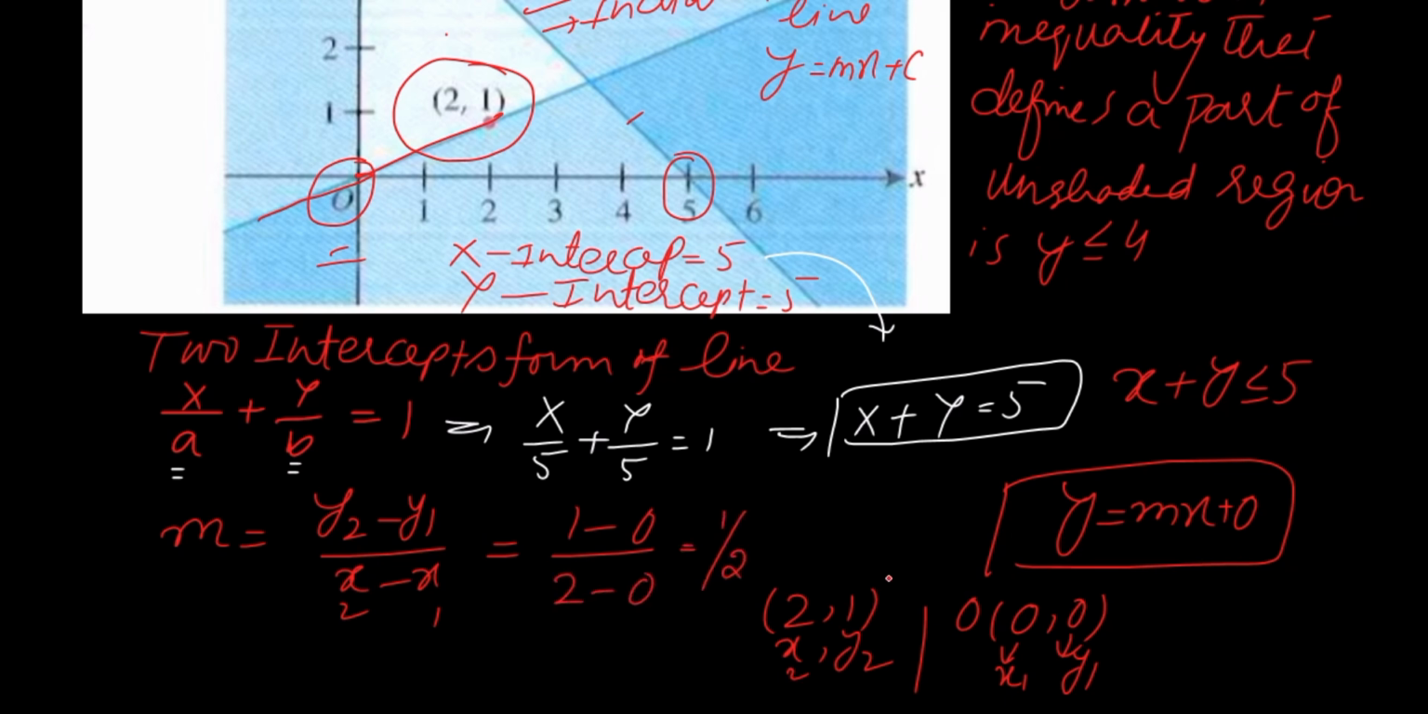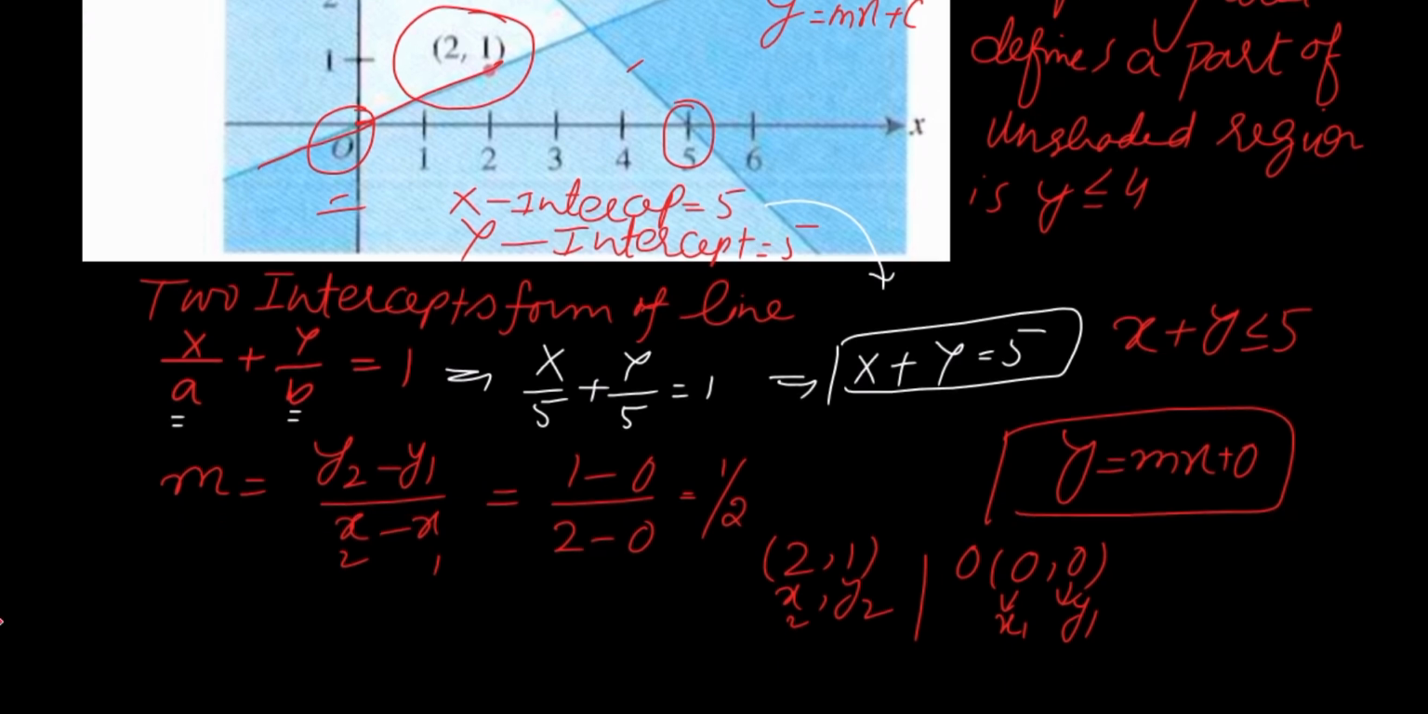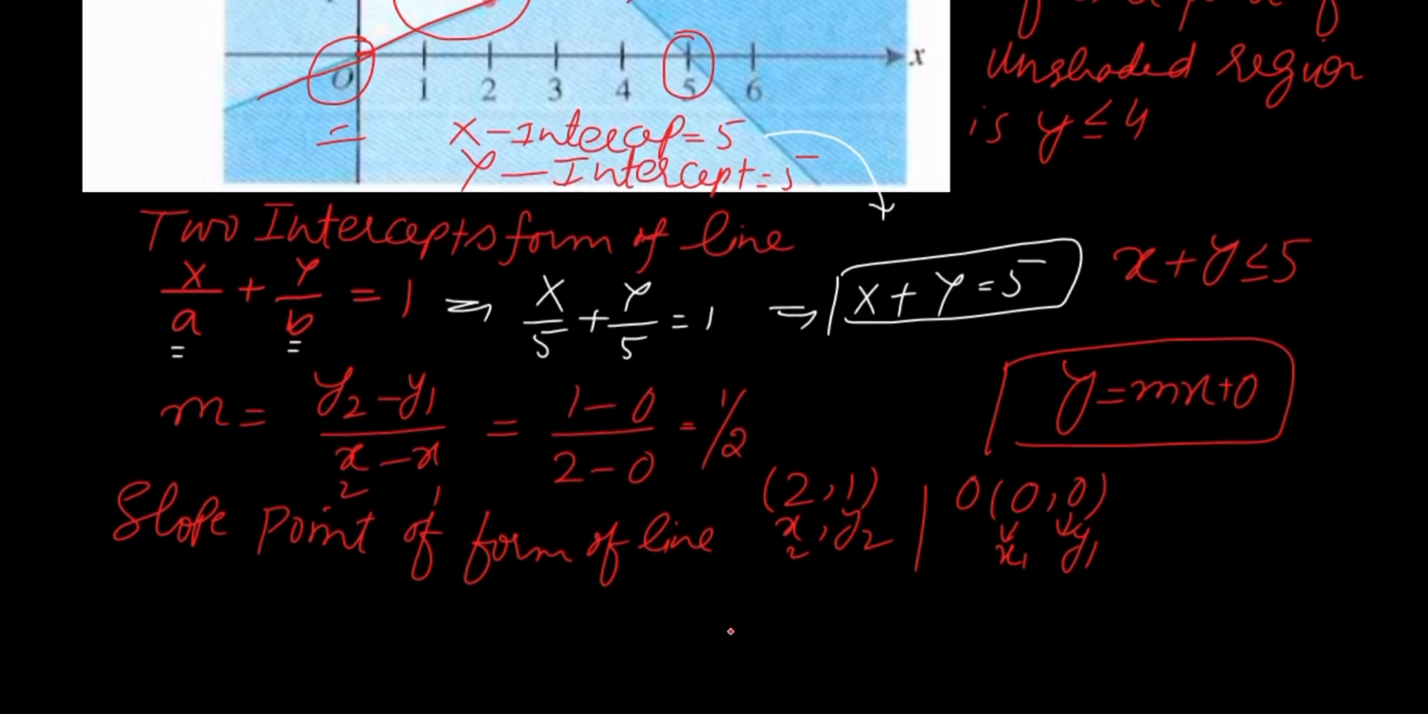So lastly, by putting all values in the slope point form of a line. What is the slope point form of a line? y minus y1 is equal to m into x minus x1.